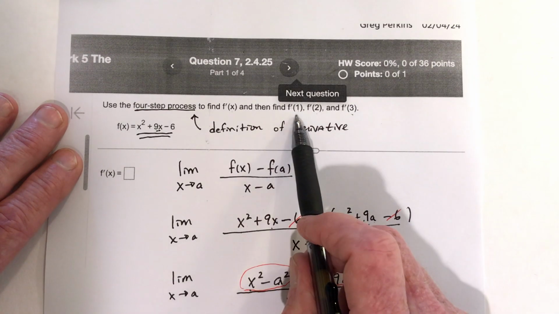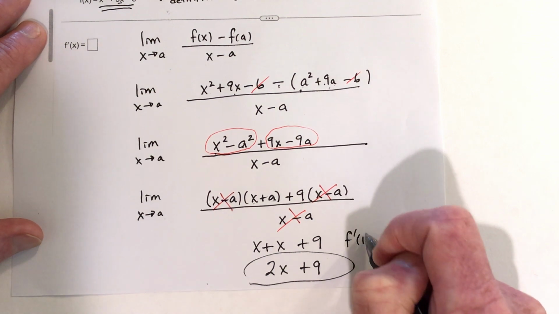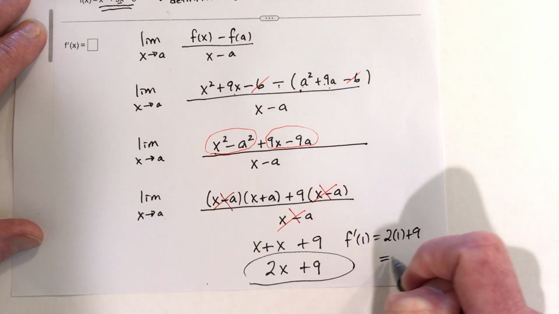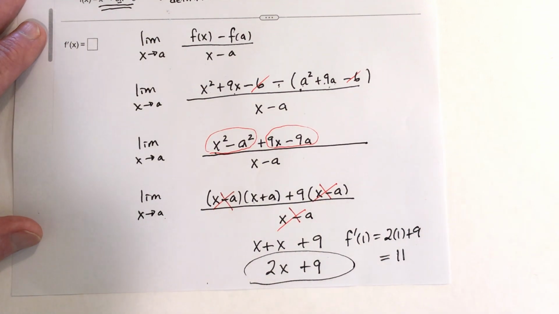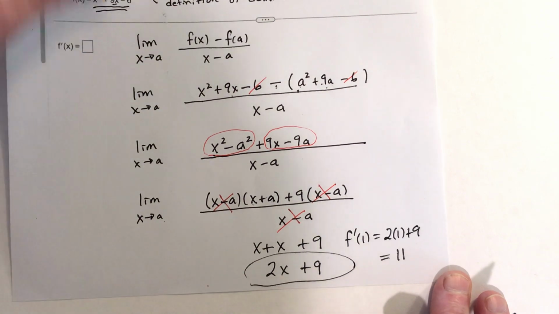After that, they say plug in numbers like 1. So that means the derivative when you plug in 1 is just 2 times 1 plus 9, 11. Stuff like that. Next, you'd plug in the 2, etc. But we did the fun part. And I seem to have 2 more pages.